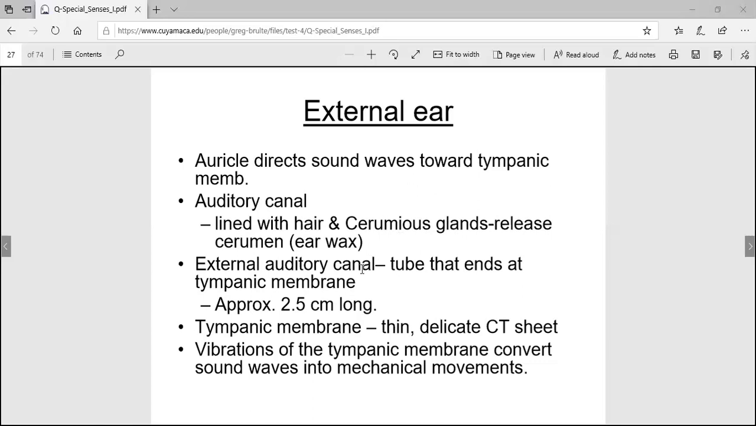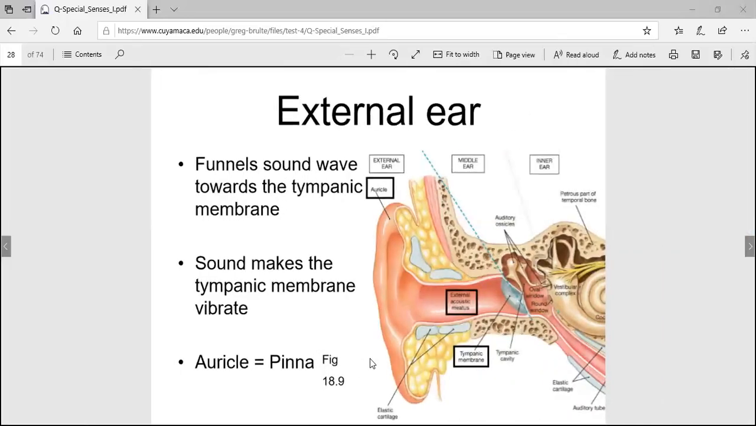So the external acoustic meatus, or external auditory canal, is a tube that ends at the tympanic membrane. It's about 2.5 centimeters long. I'm not going to ask you that. And the tympanic membrane is a thin, delicate connective tissue sheet, and it'll vibrate when the sound waves hit it.